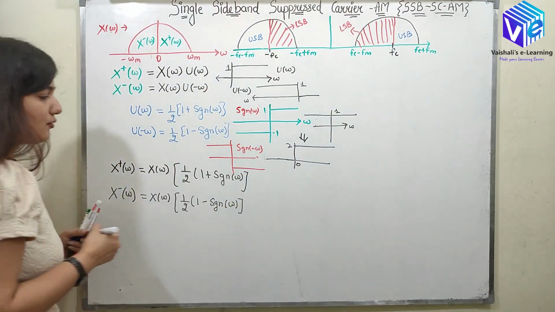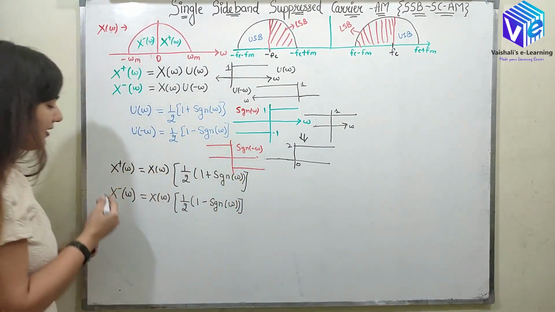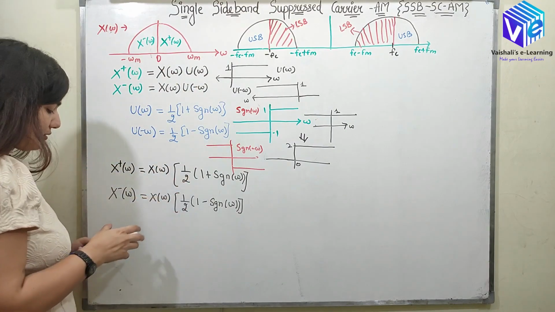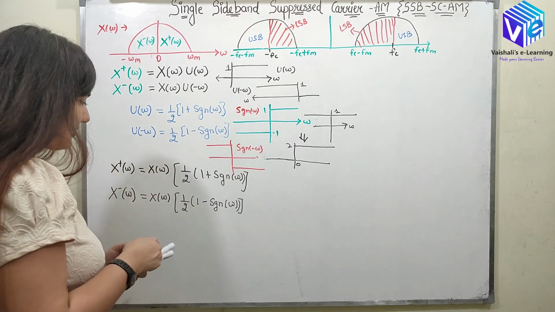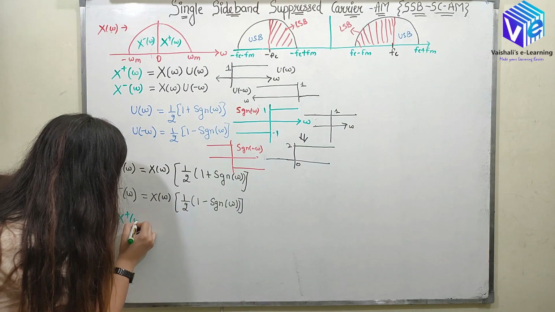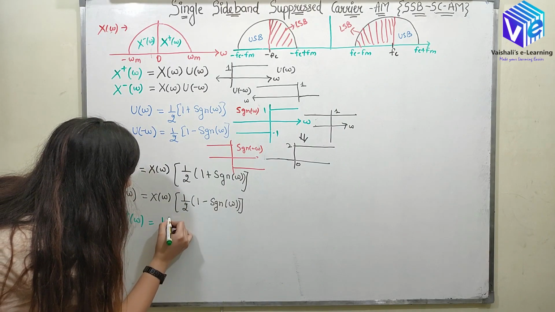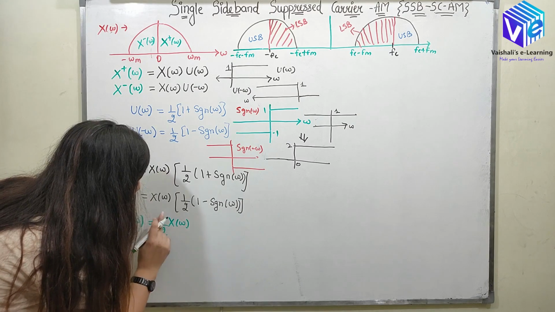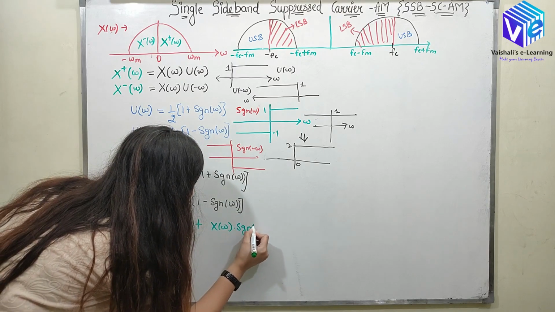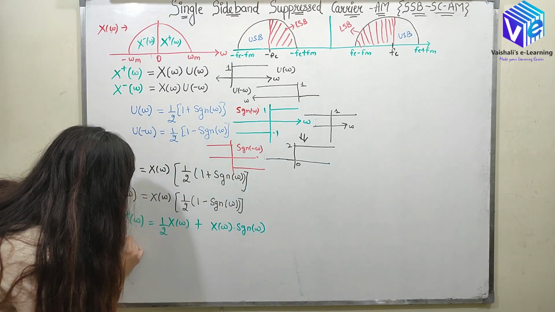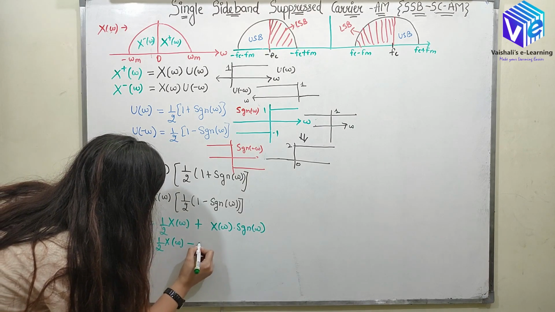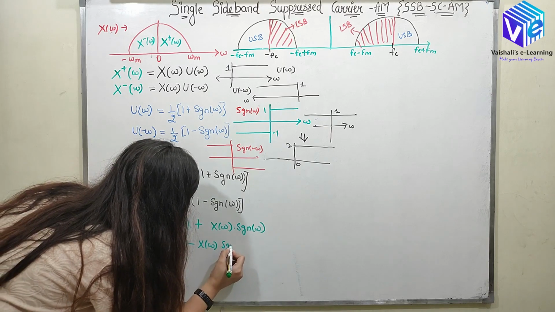So this is how I can represent my signal in the positive half and the negative half. Now I can multiply this X of omega inside. So X plus omega would be equal to half of X of omega plus X of omega into signum of omega. Similarly, X minus omega would be equal to half of X of omega minus X of omega signum of omega.